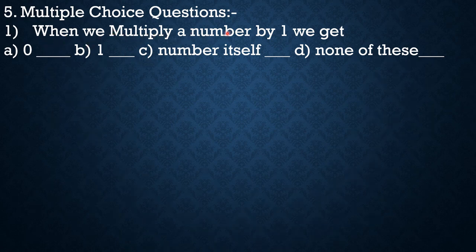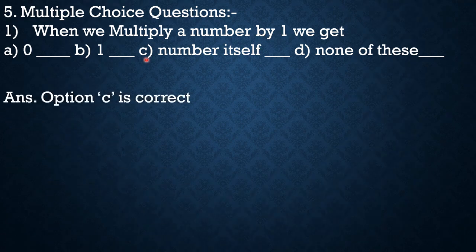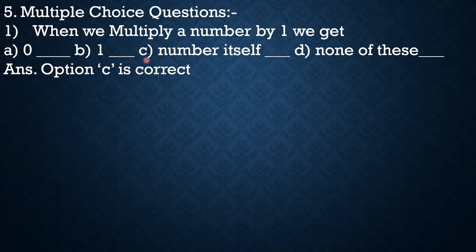When we multiply a number by 1, जब हम किसी नंबर को 1 से मल्टीप्लाई करते हैं तो हमें क्या आंसर मिलता है? 0 in A part, in B part 1, in C part number itself and in D part none of these. None of these का मतलब होता है इनमें से कोई भी नहीं. Okay, so here I told you earlier that when we multiply a number by 1, we get the number itself. So here in C option, the answer is correct. Okay, so option C is correct.